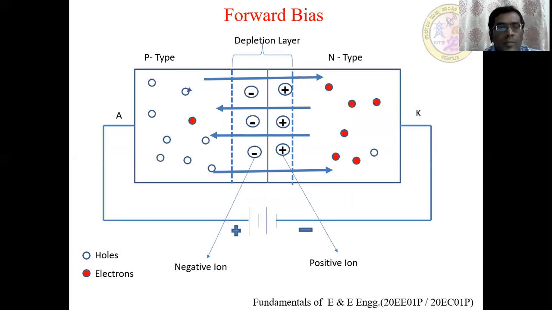See how, as I said, the anode or the p type is connected to the positive terminal and the n type is connected to the negative terminal of the battery. The electrons move and the holes also move. Because of this movement of electrons and holes, the current flows in the circuit.